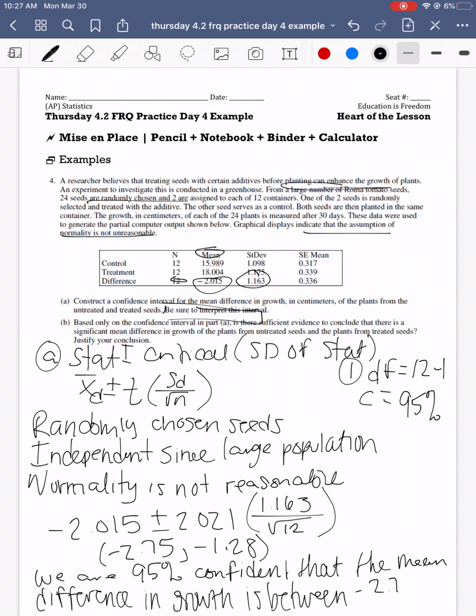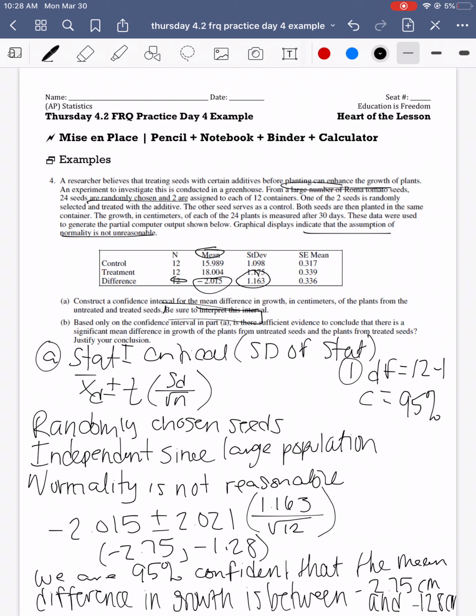negative 2.75, what is this measured in? Centimeters, I believe. Let's double check. What is our unit here? Oh, yep, centimeters, okay. So the difference in growth is between negative 2.75 centimeters and negative 1.28 centimeters. All right, so now we're done with part A, so now we can do part B.